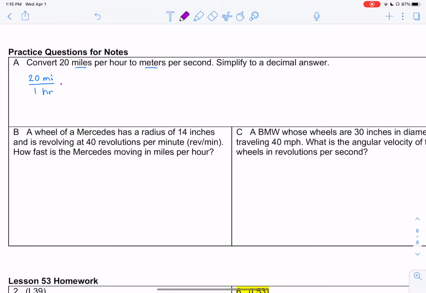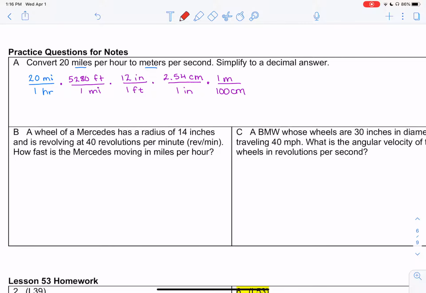So I'm going to change miles over to feet, then inches, then centimeters, then meters. And I know that 5,280 feet is 1 mile. And then from feet, I'm going to go to inches. 12 inches makes 1 foot. And then from inches, I go to centimeters. 2.54 centimeters equates to 1 inch. And then the last step is going from centimeters to meters. I know that 1 meter makes up 100 centimeters.